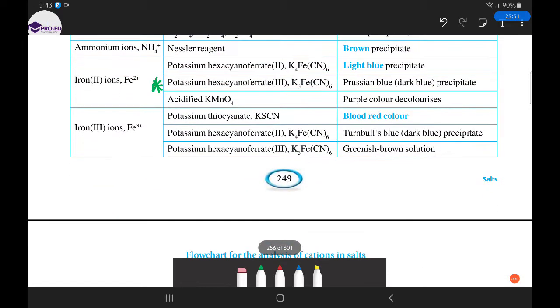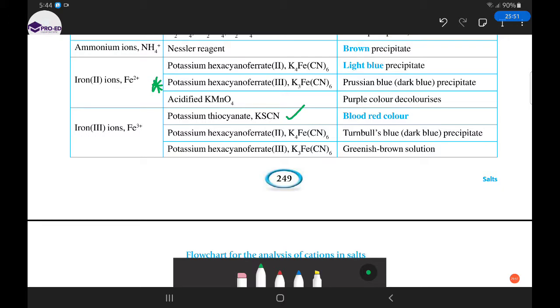If there are iron(III) ions, then you have a few things you can use. Potassium thiocyanate: you just mix this solution with the original salt solution, and it forms a blood red color. Now, why did I use potassium thiocyanate? Because in my earlier experiment, we added sodium hydroxide or aqueous ammonia, and we got a brown precipitate. If it is a brown precipitate, we are already suspecting iron(III) ions. So now you can use any one of these 3 reagents.